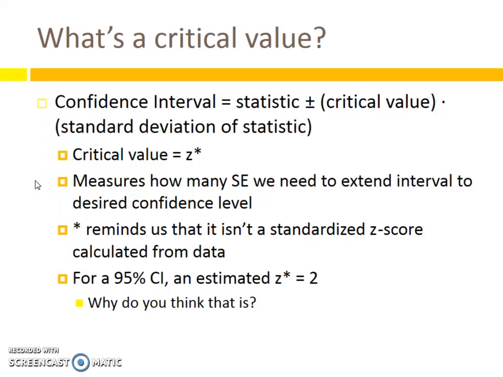So for a 95% confidence interval, the estimated, keyword there's estimated, z star or critical value, is 2. Why do you think that's the case? Well, if you look at your notes, there's a beautiful picture of a bell curve with the empirical rule, right? Our 68, 95, 99.7. So 95% of your data is within 2 standard deviations of the mean. So that's where this 2 came from. Now, however, that's an estimate, and we want to be a lot more exact. So how are we going to figure this out?